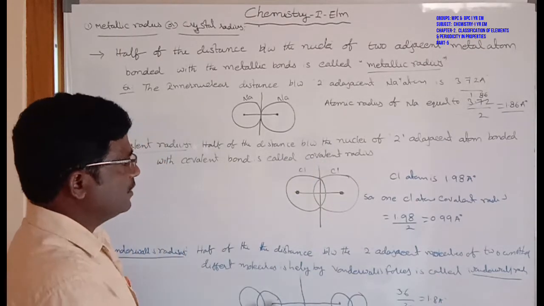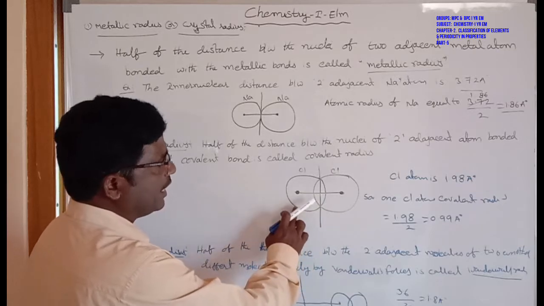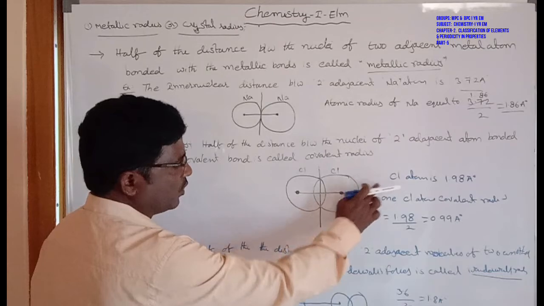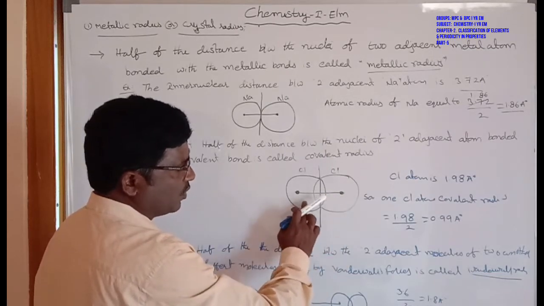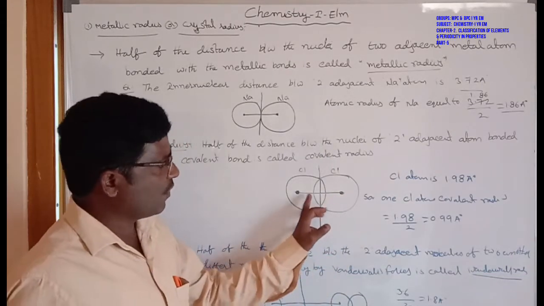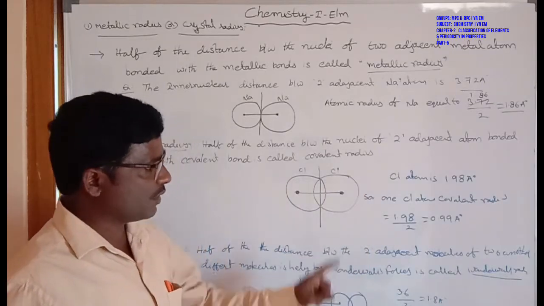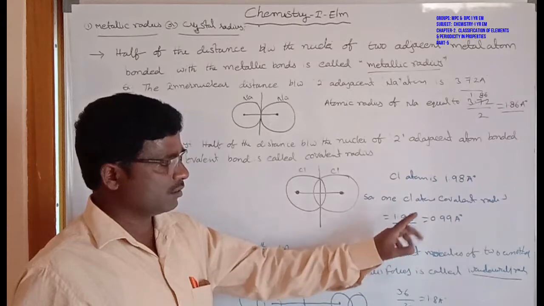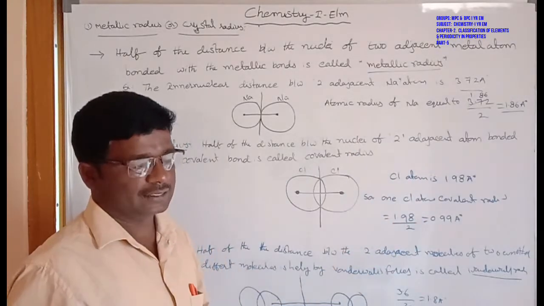Here is the internuclear distance between the two adjacent chlorine atoms. Two adjacent chlorine atoms have a distance of 1.98 angstroms. So the covalent radius of one chlorine atom is 1.98 divided by 2, which is equal to 0.99 angstroms.